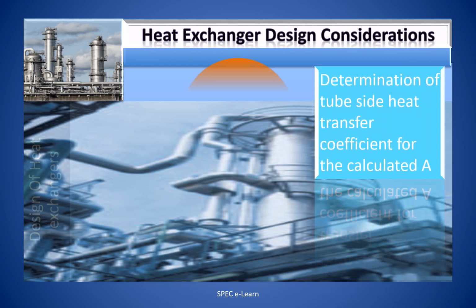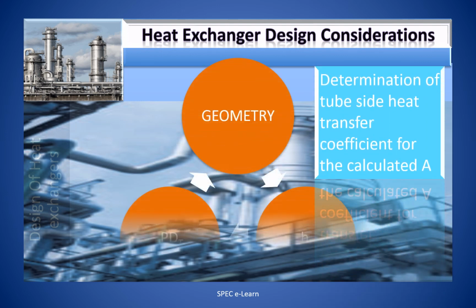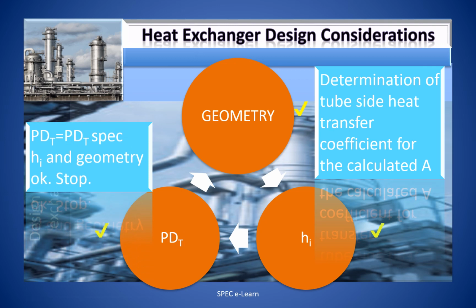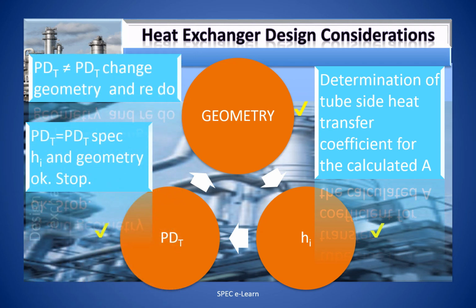Here the cyclic iterative process for tube side design is highlighted separately. Determination of tube side heat transfer coefficient for the calculated A. Decide on the geometry, proceed to calculate tube side heat transfer coefficient, calculate the tube side pressure drop. If the tube side pressure drop meets the design spec on the tube side, the geometry is okay. You can stop the calculation further. If the pressure drop exceeds or is too much less, revisit the geometry, change the geometrical data and restart the calculation again.